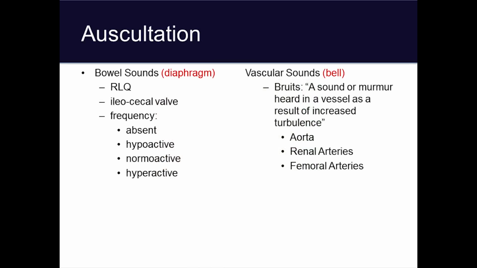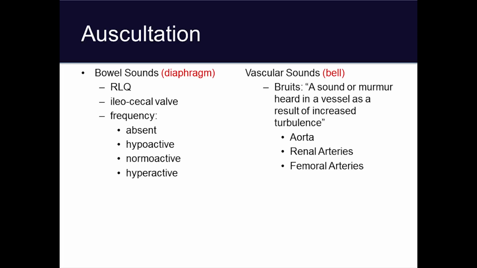The next part of the exam is auscultation. You want to use the diaphragm to auscultate bowel sounds. Bowel sounds are transmitted and best heard in the right lower quadrant due to the location of the ileocecal valve. You're going to hear clicks or gurgles, usually about 5 to 34 per minute. You can classify bowel sounds as absent if you don't hear them after listening for a minute, hypoactive, normoactive, or hyperactive, and that can indicate different types of abdominal pathologies.